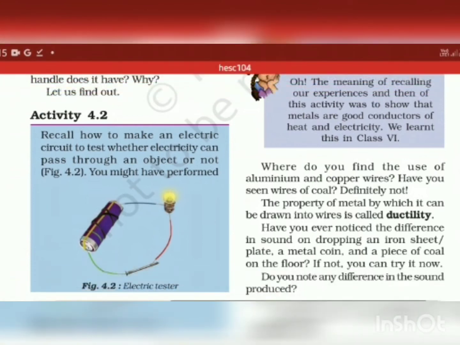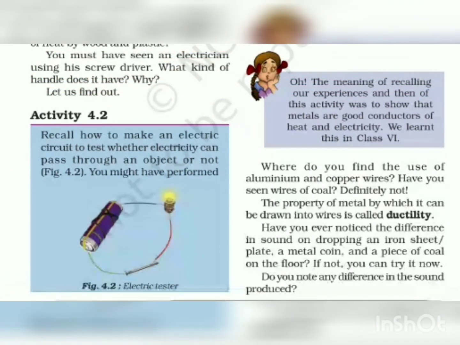Now where do you find the use of aluminum and copper wires? Have you seen wires of coal? No. You have never seen wires of coal. You have seen wires of aluminum or copper. The property of metal by which it can be drawn into wires is called ductility. So this is another property. What is the second property? That is, it is ductile, it can be drawn into wires. So we can say that non-metals cannot be drawn into wires, so they are non-ductile.